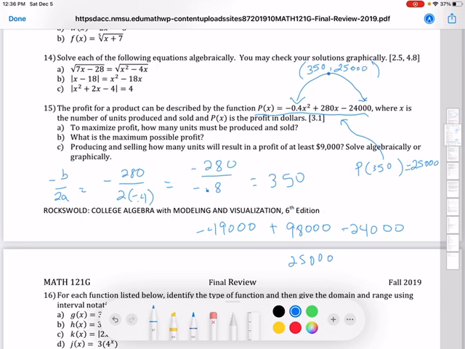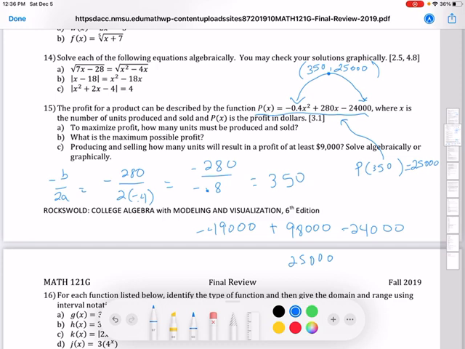All you have to do is the same thing, right? Find the vertex, minus b over 2a, and plug it into the function to get your y, your x and your y of the vertex. So now let's answer this problem. To maximize profit, how many units must be sold and produced?